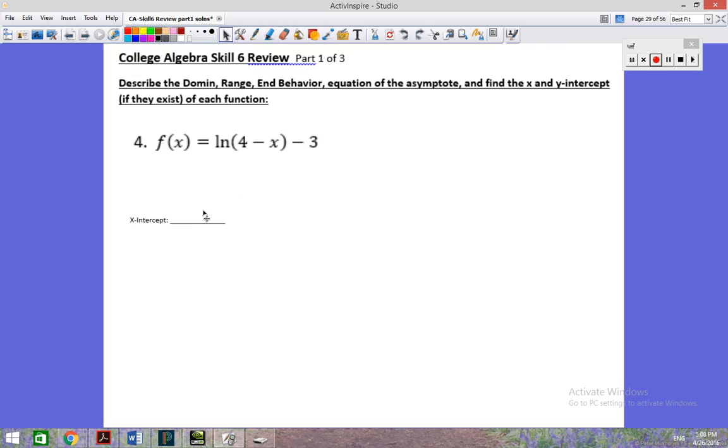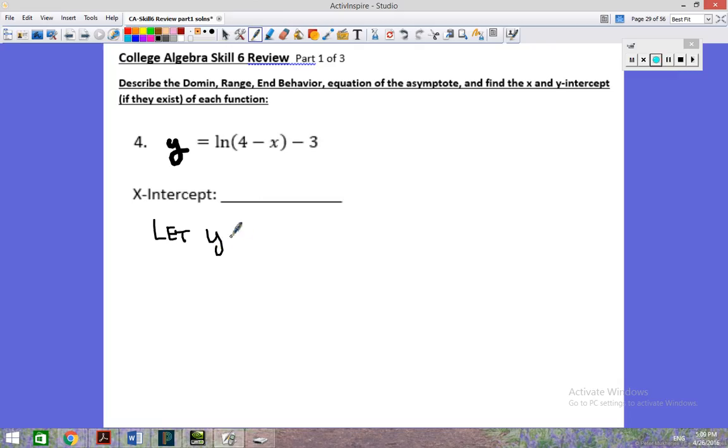The x-intercept. To find the x-intercept, you let y equal 0. Always. Doesn't matter whether it's a log function, exponential function, quadratic function, any kind of function. For x and y intercepts, let's not use function notation. Let's go back to old school. Use x and y's. If I'm trying to find the x-intercept, I'm going to let y equal 0.